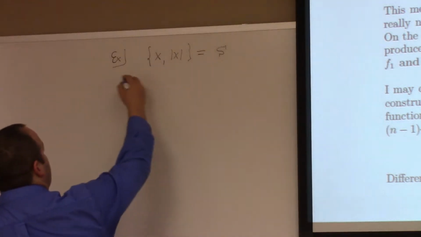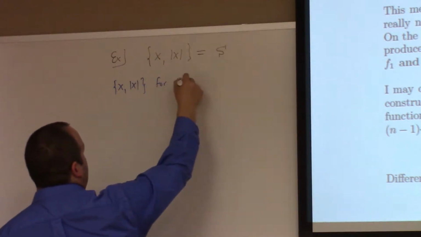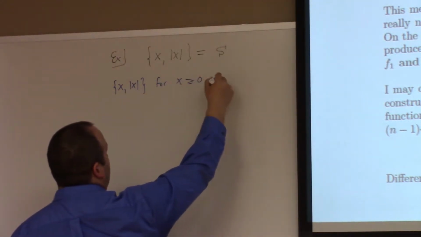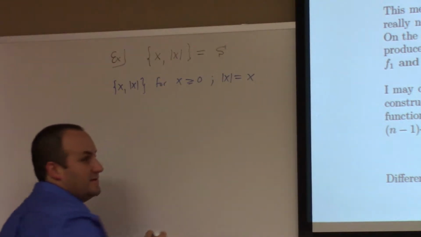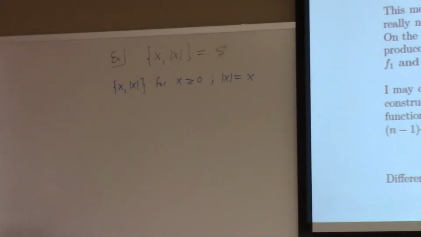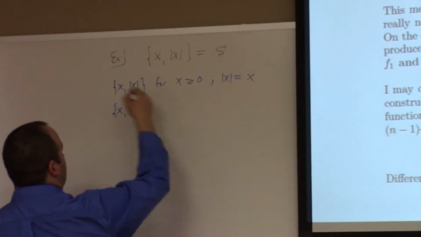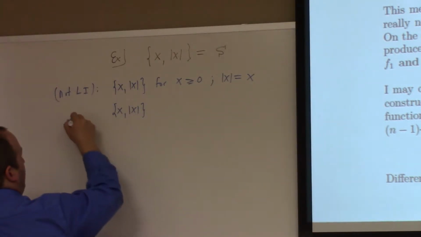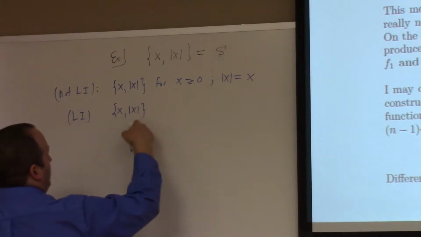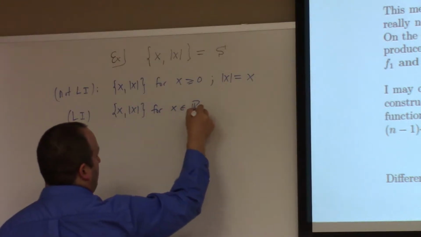So if we're looking at x and absolute value of x for x greater than or equal to 0, well, there you have absolute value of x is equal to x, right? So certainly x is linearly dependent on x. On the flip side, if I have the set x, absolute value of x, so this is not linearly independent, this one. But this one will be linearly independent. I have x, absolute value of x for x in the reals, right?